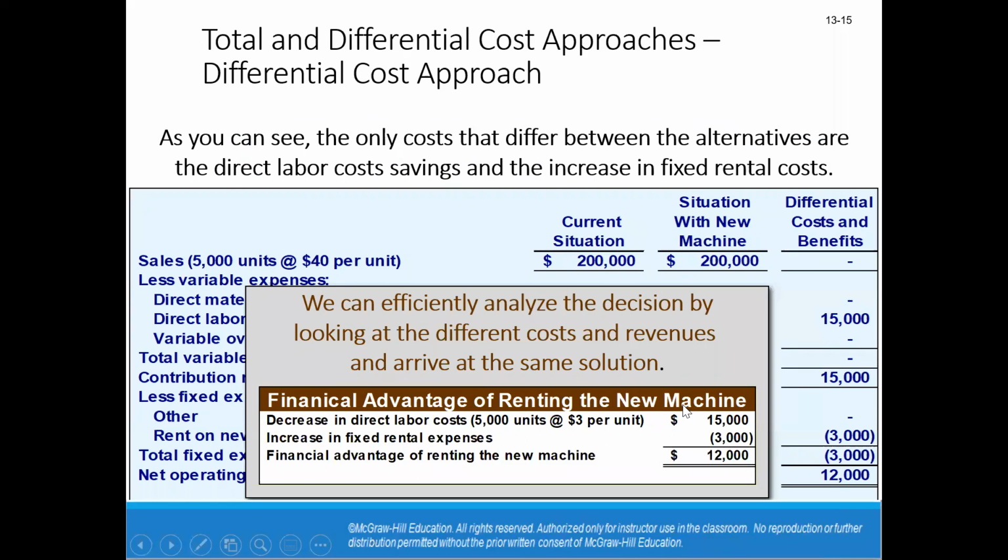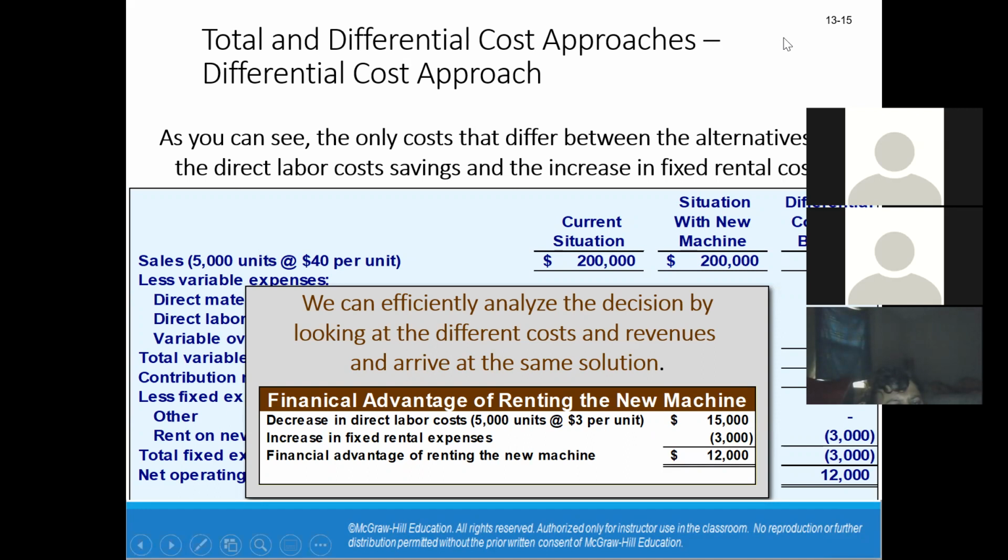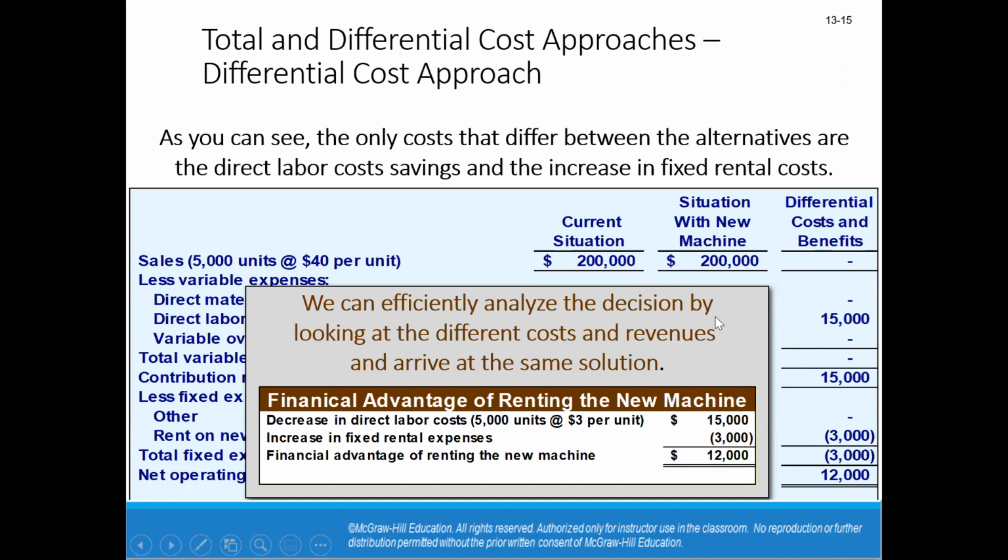As you can see, the only costs that differ between the alternatives are the direct labor cost savings and the increase in fixed rental costs. So we can look at this decision by looking at different costs and revenues and ultimately come up with the same solution. The decrease in labor costs would be $15,000. The increase in the fixed rental expense affects you $3,000. So the advantage of renting the machine would be a plus $12,000. Make sense?